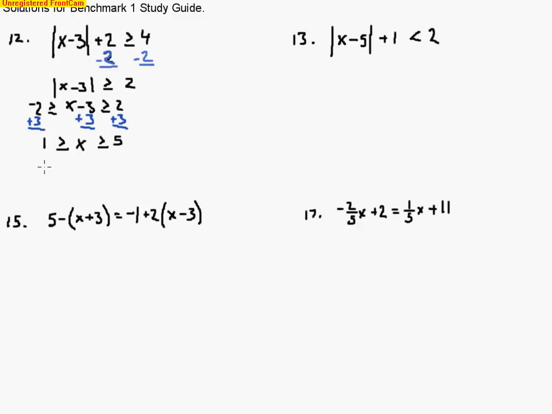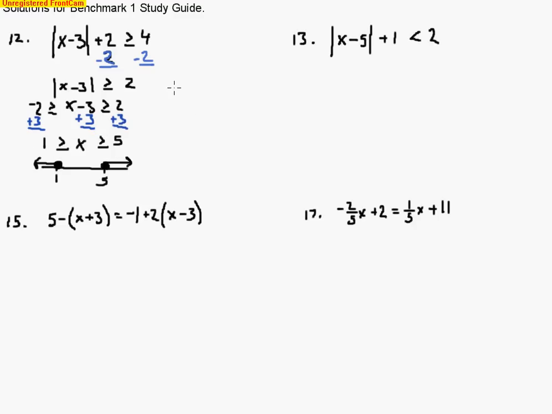Now if I were to graph this, this is an OR statement. So if I put 5 here, 1 here, they'd be closed circles on those numbers because the values of x equal 1 and equal 5, but the values of x are also greater than 5, so that means the values are off to the right. And then the values of x here are less than 1, that means they're off to the left.